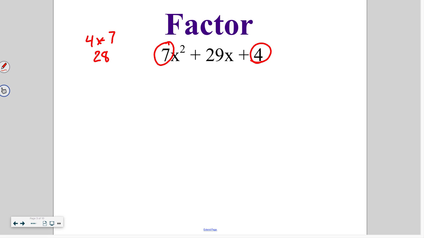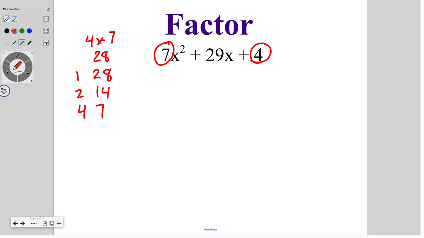We're going to be finding the factor pairs of 28 now, so 1 and 28, 2 and 14, and 4 and 7. Again, we're looking for the pair that is going to add up to that middle number. So in this case, I have two positives, and I want to add up to 29.